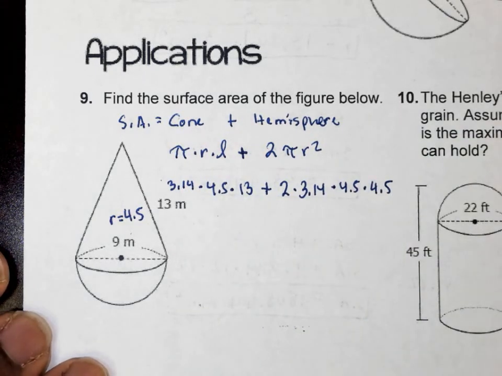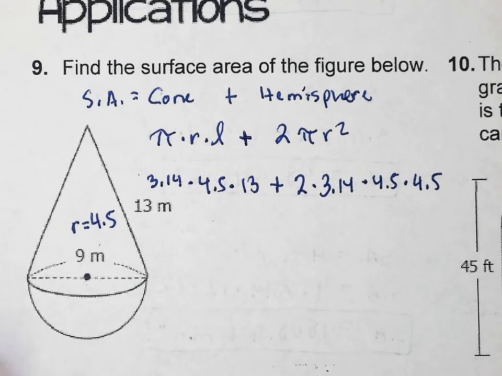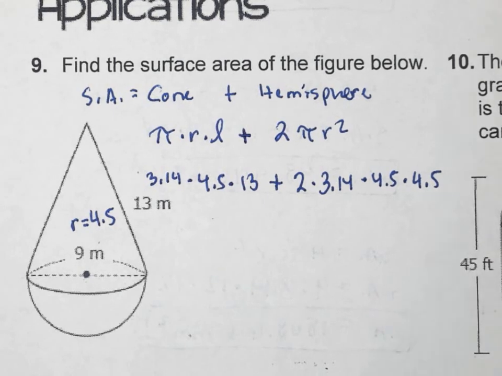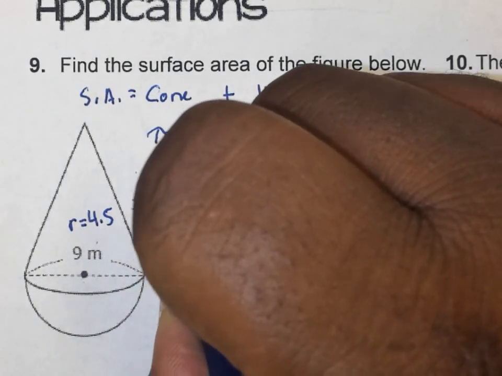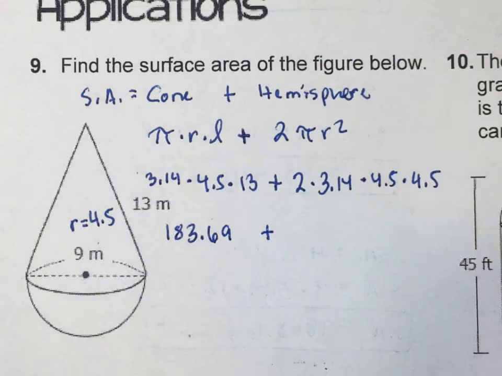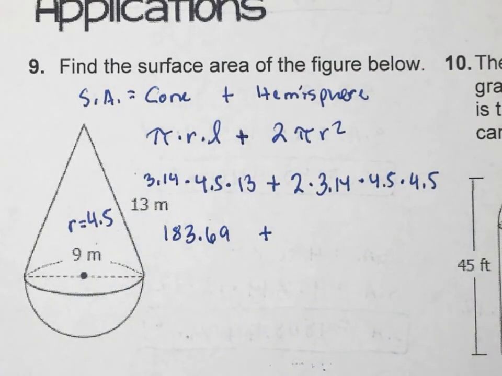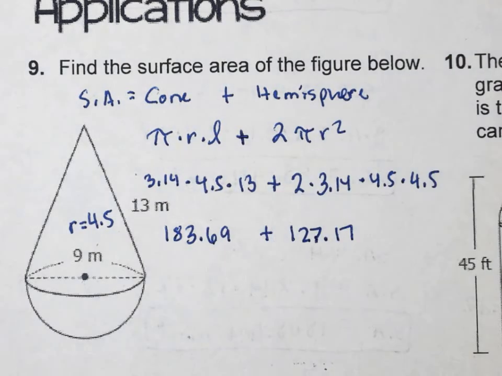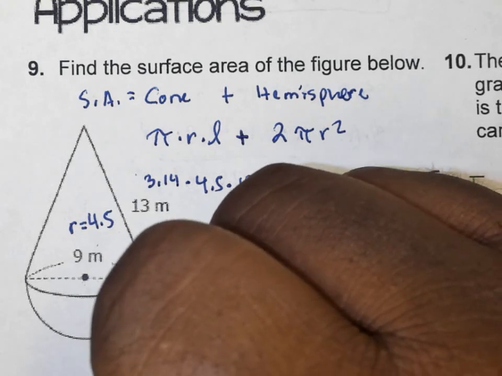I'm going to zoom in for y'all too. Understand, it's still order of operations here. I need to save that addition for last. I need to do the multiplication on both sides first. I'm going to get both of those numbers, then I'm going to add together. First, 3.14 times 4.5 times 13: 183.69. Plus, on the other side, 2 times 3.14 times 4.5 times 4.5: 127.17. To get my surface area of this figure, I need to add those together.